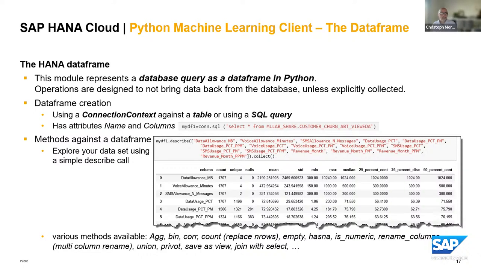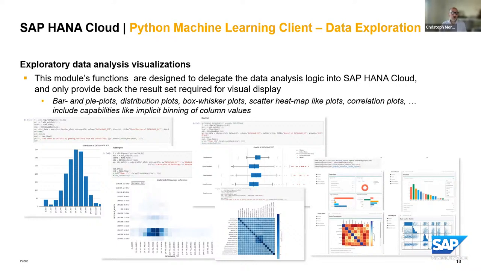Just as a preview, what we would be doing, we are connecting against a HANA system, then creating a data frame. As you can see here, myDF1 would be the data frame. In the end, it's just a SQL statement. And we can then apply methods against this data frame, like the describe method. And in this example, we would get all the information about all the columns. So we can explore in a tabular format here very easily with a single method call all the data behind our data frame.